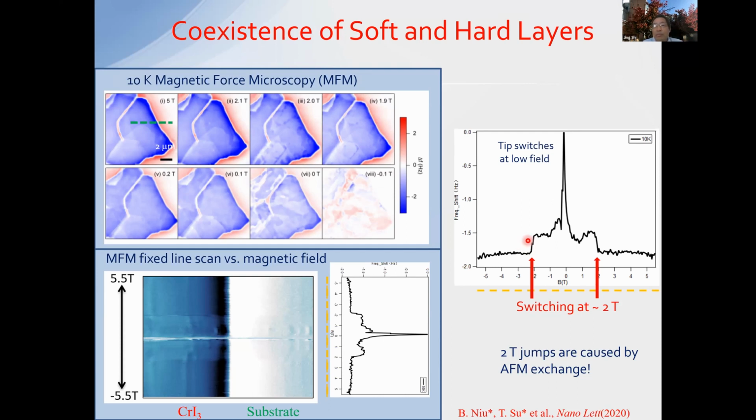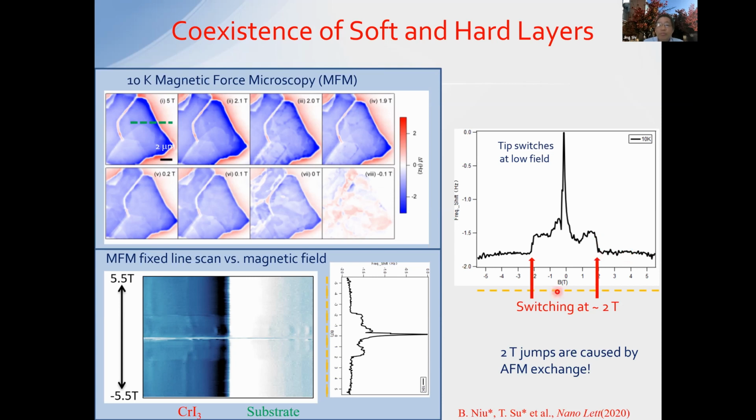jump is more or less symmetric against the field. So this is definitely antiferromagnetic coupling, right? Antiferromagnetic, some switching happened. So it's not ferro, because it happens from the same side. If we sweep down, then the same side has already switched.